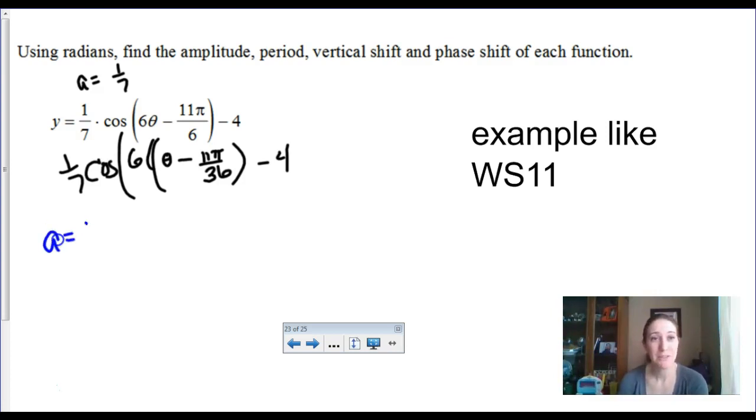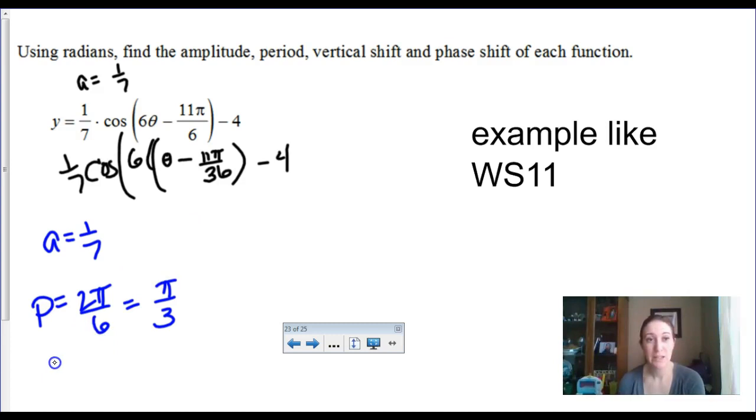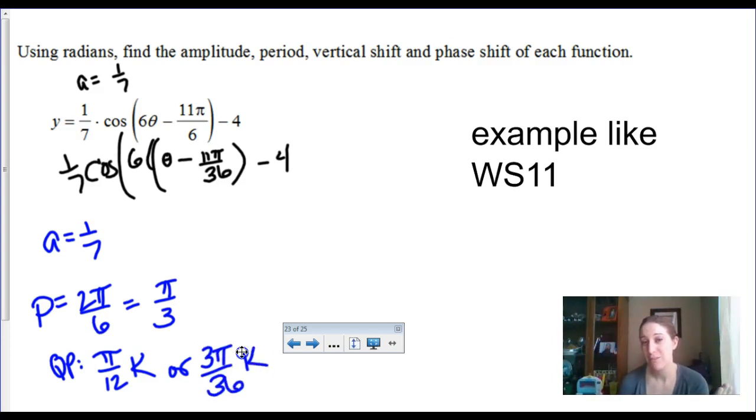Alright, amplitude is 1/7. The period is 2 pi over 6, or you could call that pi over 3. I'm not really excited about either of those, because I think about the phase shift and how gross this is about to be. While we're at it, let's talk about the quarter point. If I took pi over 3 and cut it into quarters, that'd be pi over 12, which is what we're going to count by. But I notice, because of the phase shift has a denominator of 36, can we just go ahead and call this 3 pi over 36? That's the same thing as pi over 12, right? So, just keep that in mind.